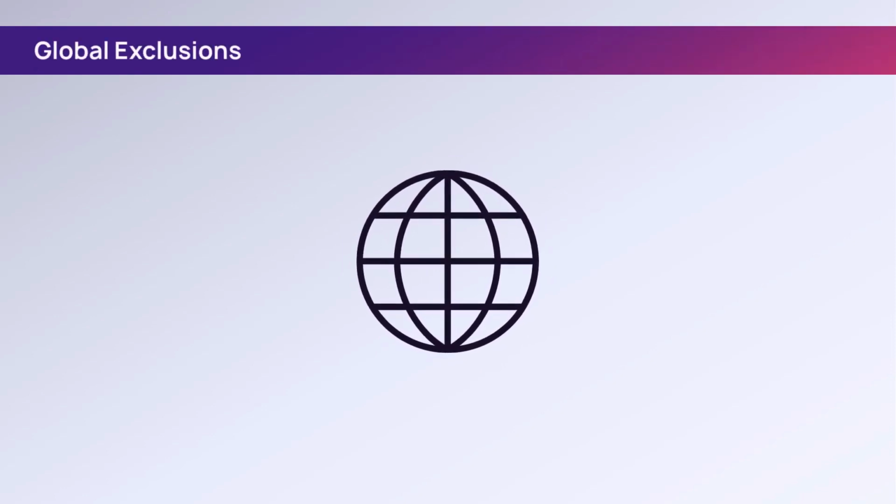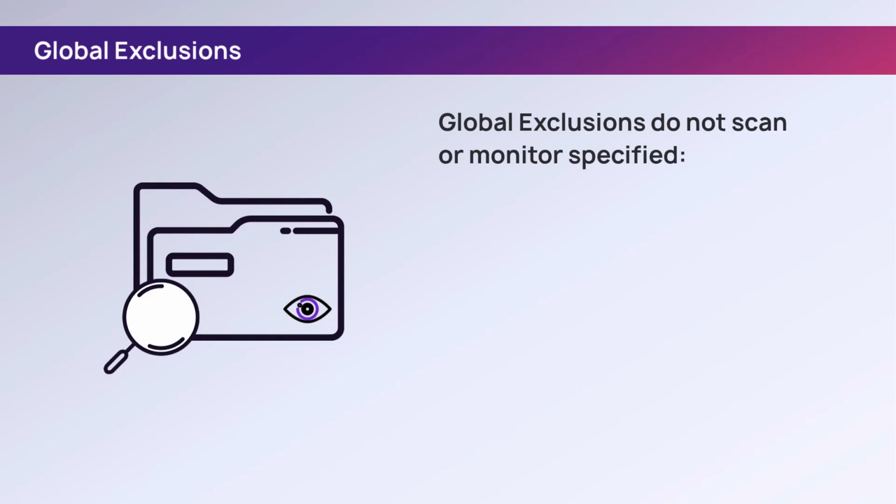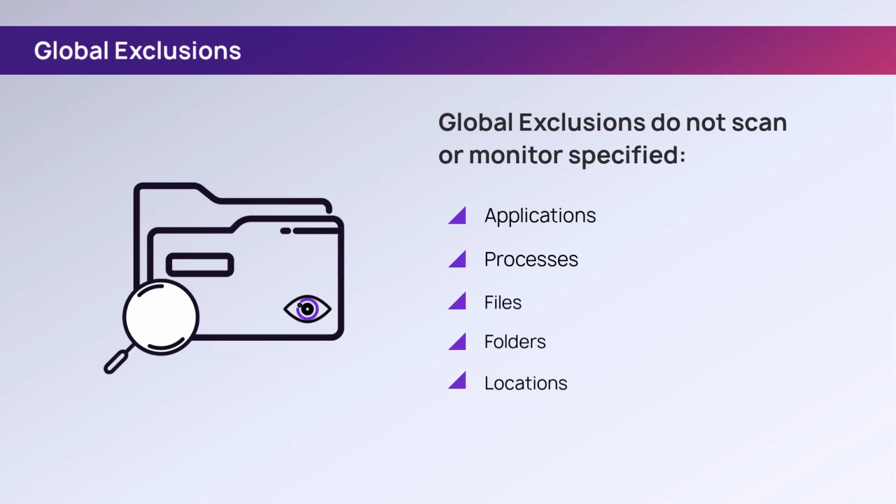The global exclusion setting configures security scan exclusion rules. Specified applications and processes, files, folders, and locations are not scanned for issues or monitored for intrusion or attacks.